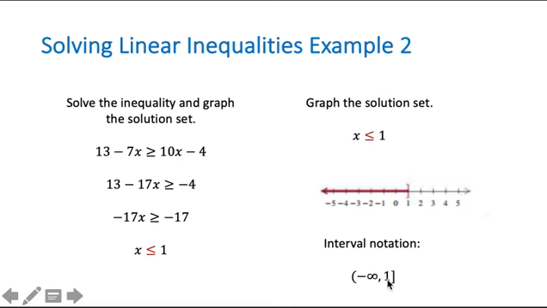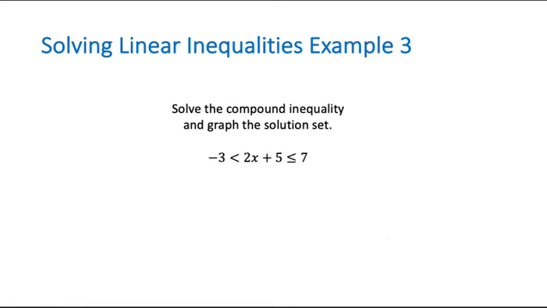Okay, a compound inequality is next. So solve the compound inequality and graph the solution set. This is an example of an AND statement. So 2x plus 5 is greater than negative 3 and less than or equal to 7. Let me say that again. Negative 3 is less than 2x plus 5, and 2x plus 5 is less than or equal to 7. This is an AND statement.